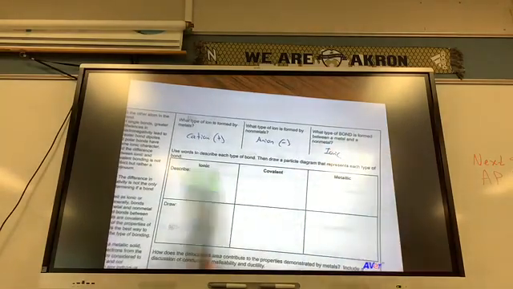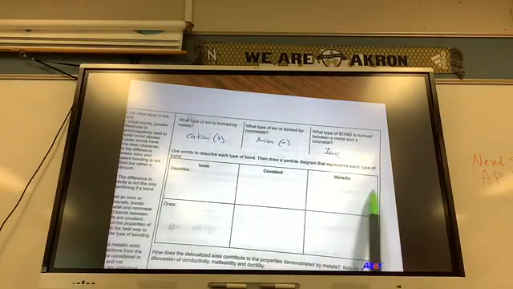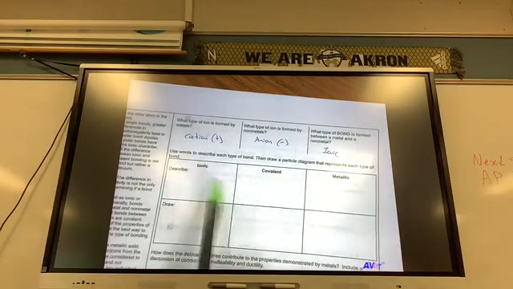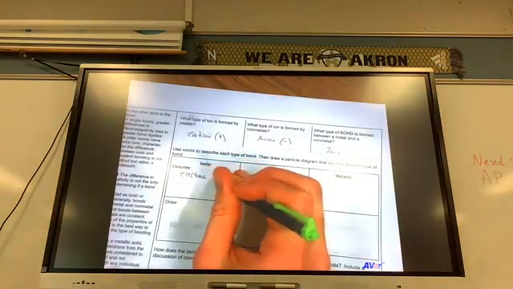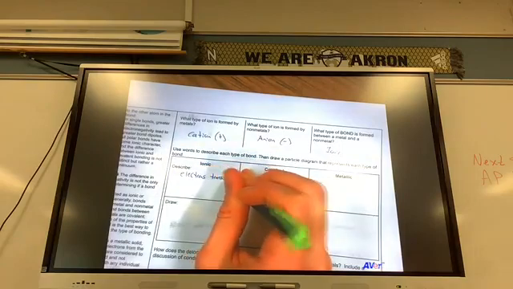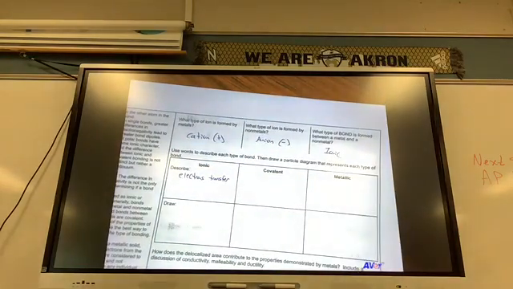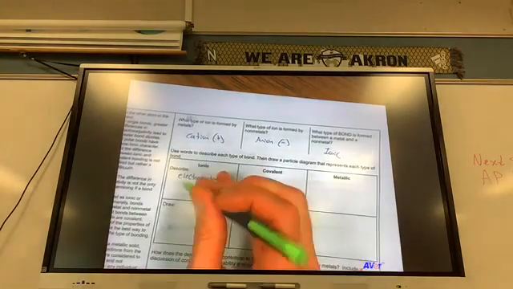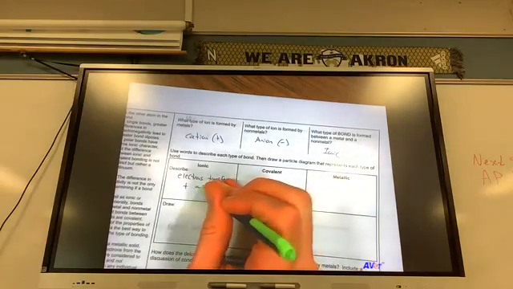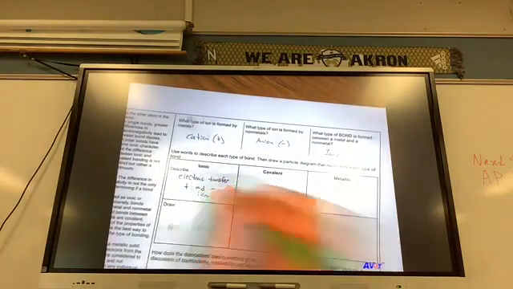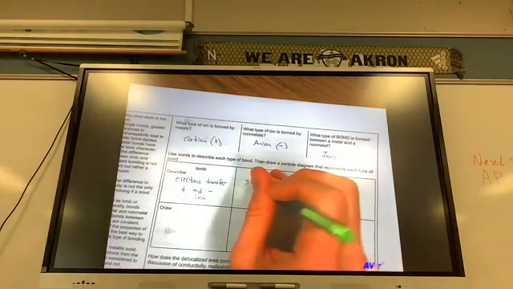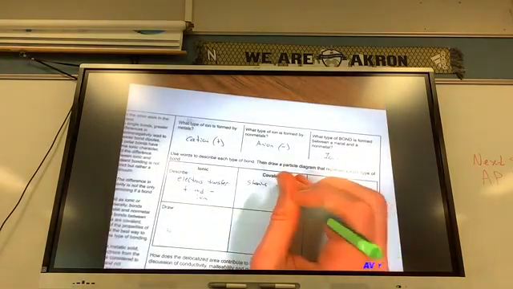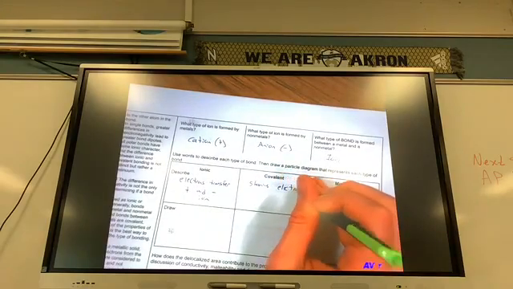So use words to describe each type of bond, then draw a particle diagram that represents each type of bond. So how would you describe an ionic bond? Electrons transfer, I like that, or donated. Can you say because of a large difference in electronegativity? You could. Electrons transferred or donated, and there is a positive and a negative ion. What about covalent? Sharing electrons. Sharing is covalent.